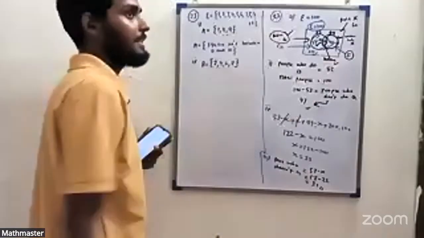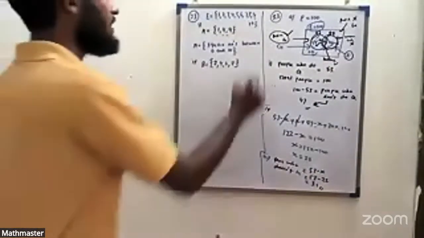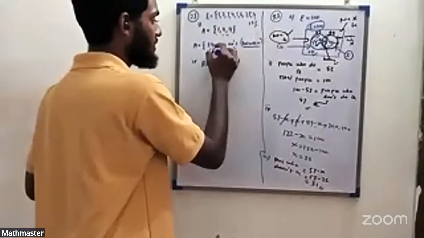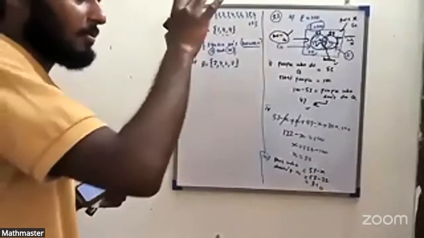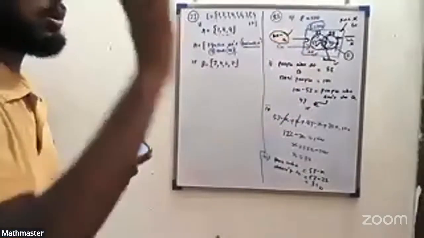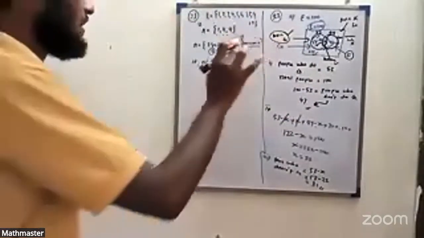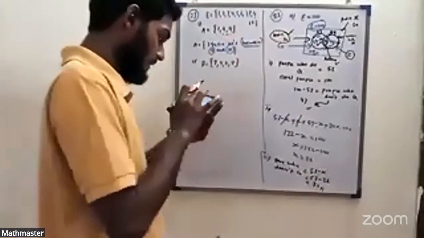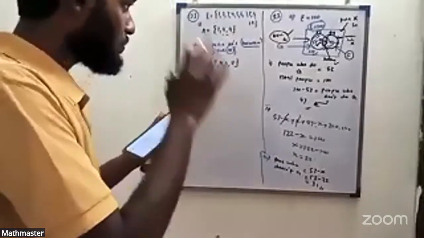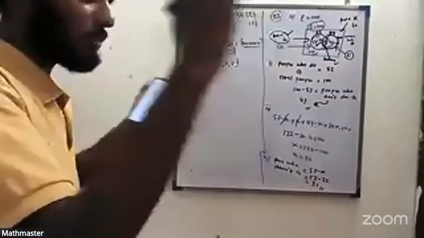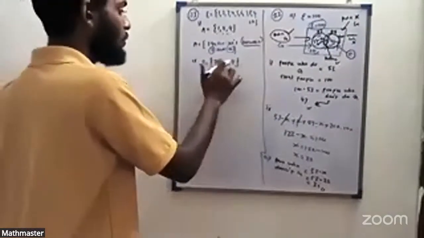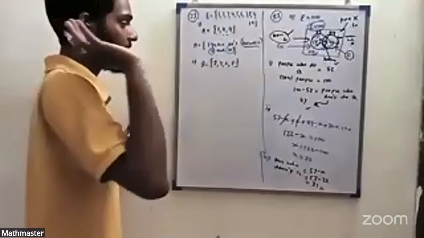You can't write 10. Why? Because when the word between is there, you can't take the first and the last value. Between 1 and 10 means you can't take 1 and 10 in the answer. Here they are given the even numbers between 1 and 10, then you can't take 1 and 10 inside this one. In between 1 and 10 only you have to take. That means 2, 4, 6, 8. That's it. You can't take 10.